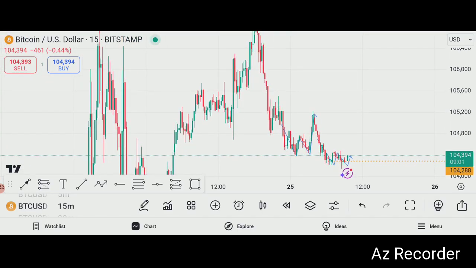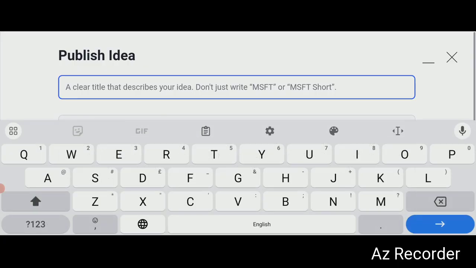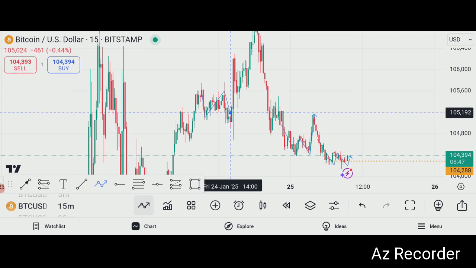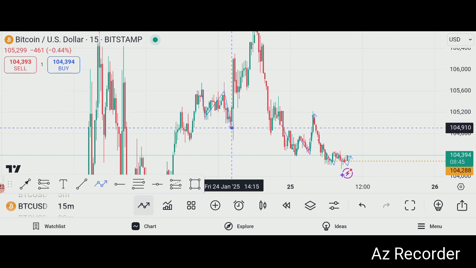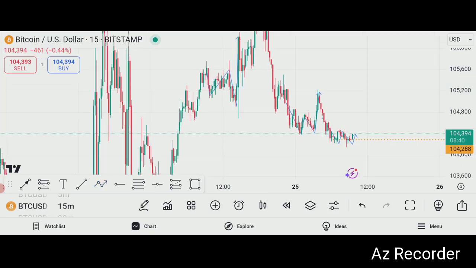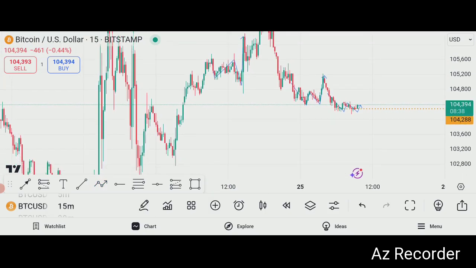Right here, this one is not a perfect double bottom. This one right here, look at it. From here, you can see price came down, then went up, then came down aggressively, then went up like this. I drew a perfect one. Now I'm drawing the one that is not perfect. This is the second one. Look at how this one looks.